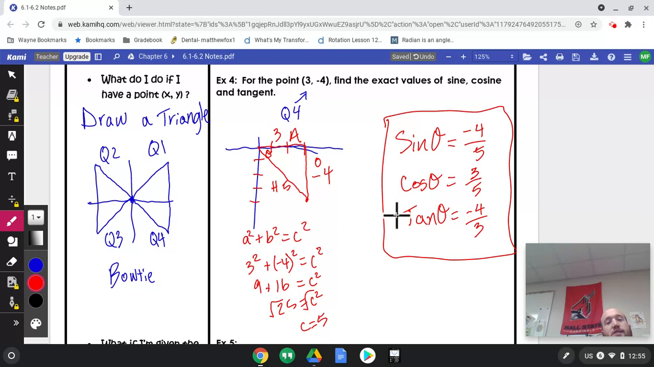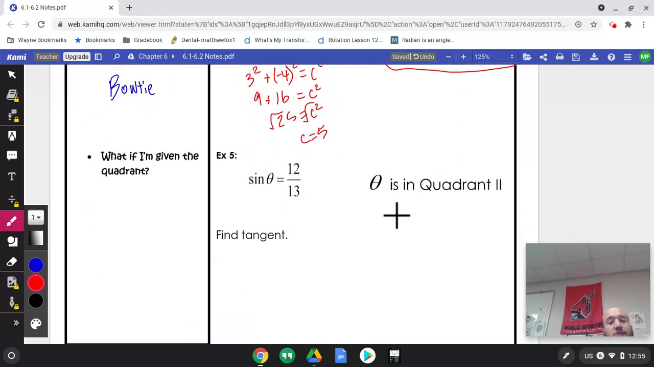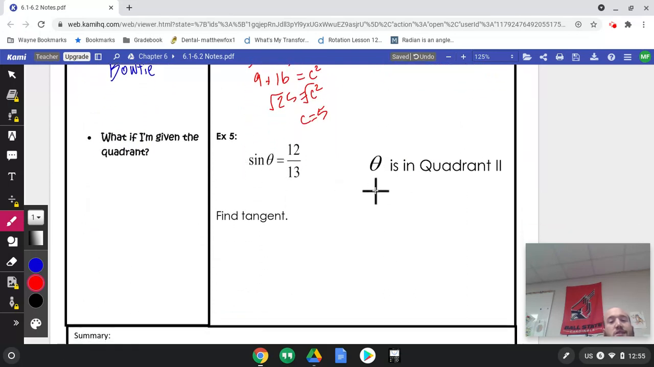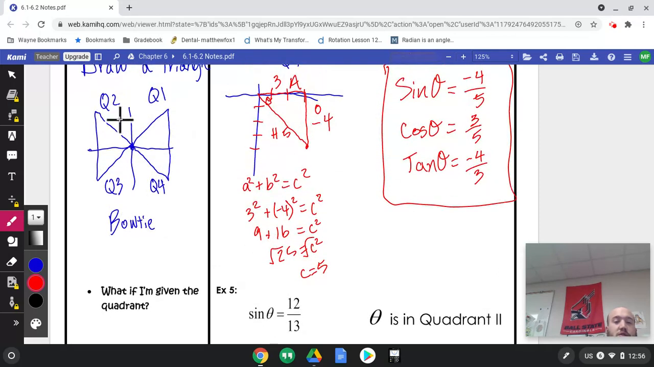Now we've got one final example. This time they don't give us a point, but they give us some information. They tell us what sine is, and they also tell us what quadrant theta is in. Okay, so quadrant, keep in mind, that's not quadrant 11, that's quadrant 2. It's in Roman numerals, right? Quadrant 2. So Q2 is up here.